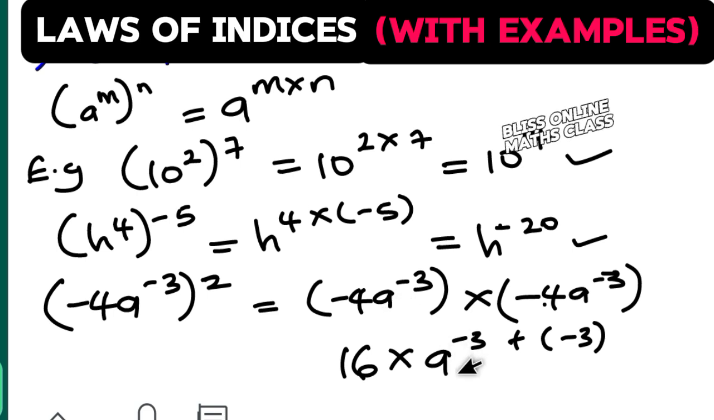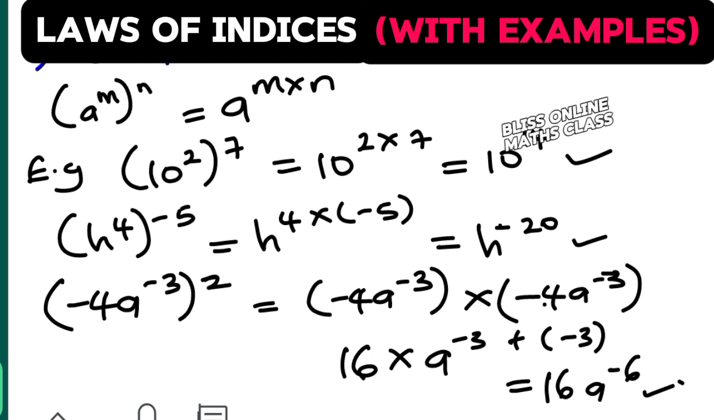Times this a, the coefficient, raised to power minus 3 plus minus 3, because they are powers, we have to add them according to the first law we solved, the multiplying indices. So this will be equal to 16a, and minus 3 plus minus 3 will give us minus 6. And that's our answer.